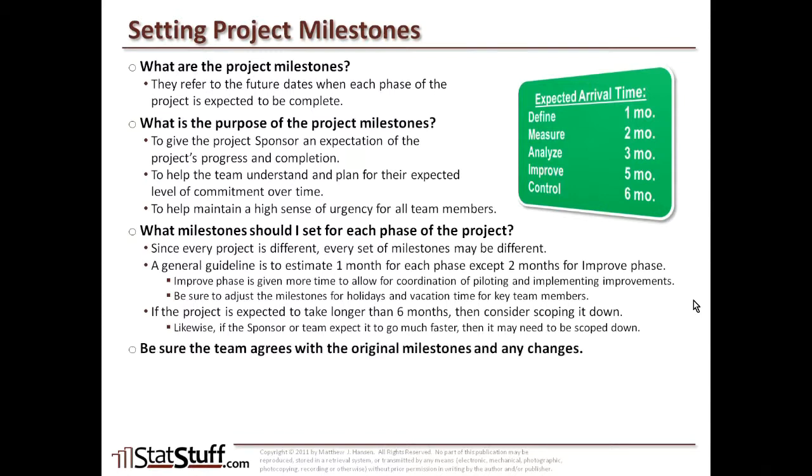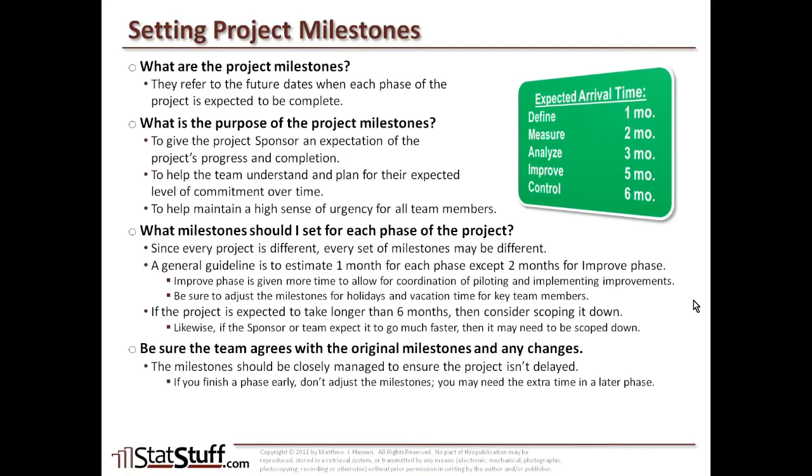Now, be sure the team agrees with the milestones that you're setting from the very beginning, as well as the team should agree with any changes that you make to those milestones along the way. So those milestones should be closely managed to make sure that the team doesn't let the project just go on and you don't have these extended delays. So if you finish a phase early, that's great. Don't adjust the milestones. It doesn't mean everything should be automatically adjusted closer in time simply because you happen to finish a phase early. You may need that extra time a little bit later on in a different phase.